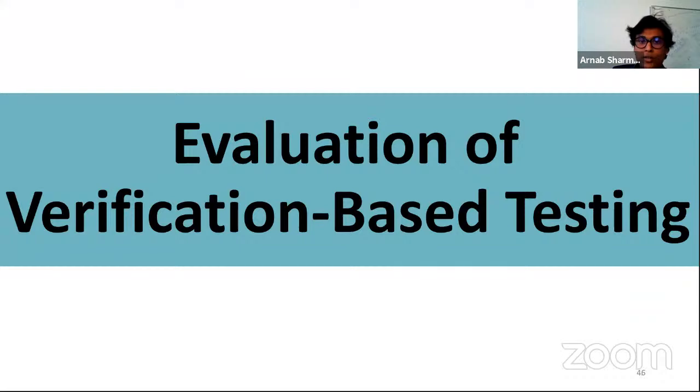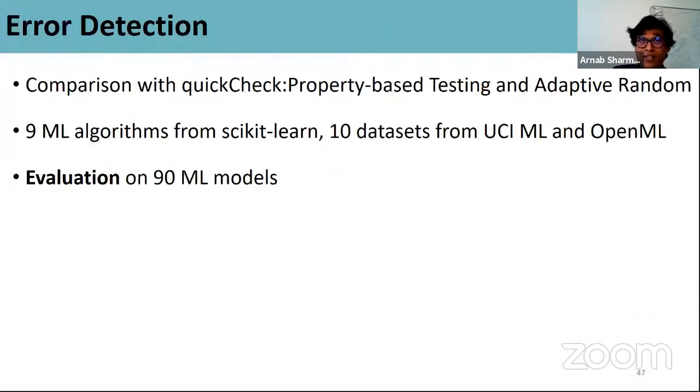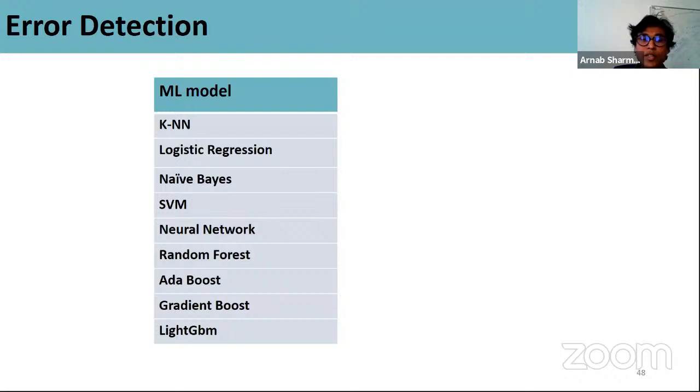Next is the evaluation of our approach. There does not exist a testing approach to test monotonicity for any black box machine learning model. So what we did is we took two baseline approaches. One is a property-based testing approach called QuickCheck for Python, and another is adaptive random testing, which we implemented ourselves. For the test cases, we took 9 machine learning algorithms from scikit-learn and 10 datasets from UCI ML and OpenML. So these are the machine learning models that we have considered for our evaluation.